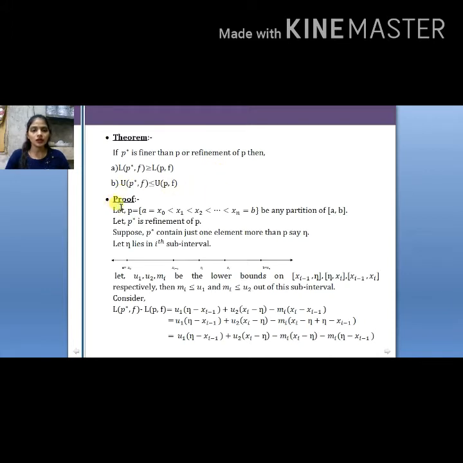Now let's see the proof. Let P be the set a = x0 < x1 < x2 < ... < xn = b, any partition of the closed interval [a, b]. Let P* be a refinement of P.